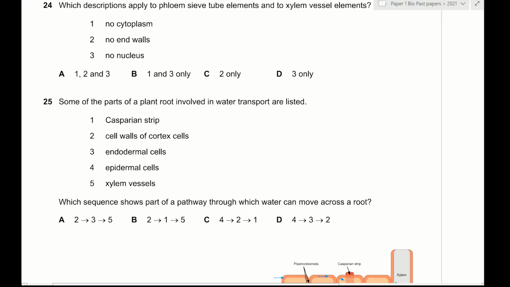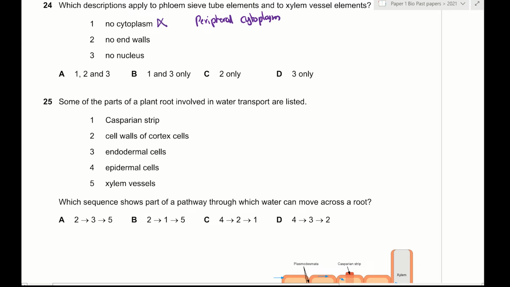24. Which descriptions apply to phloem sieve tube elements and to xylem vessel elements? So as we all know, xylem vessel elements are hollow tubes, therefore meaning that they do not have any sort of cytoplasm. Contrasting phloem, as we all know, phloem has only a small amount of cytoplasm and it's called a peripheral cytoplasm. Therefore this is incorrect.